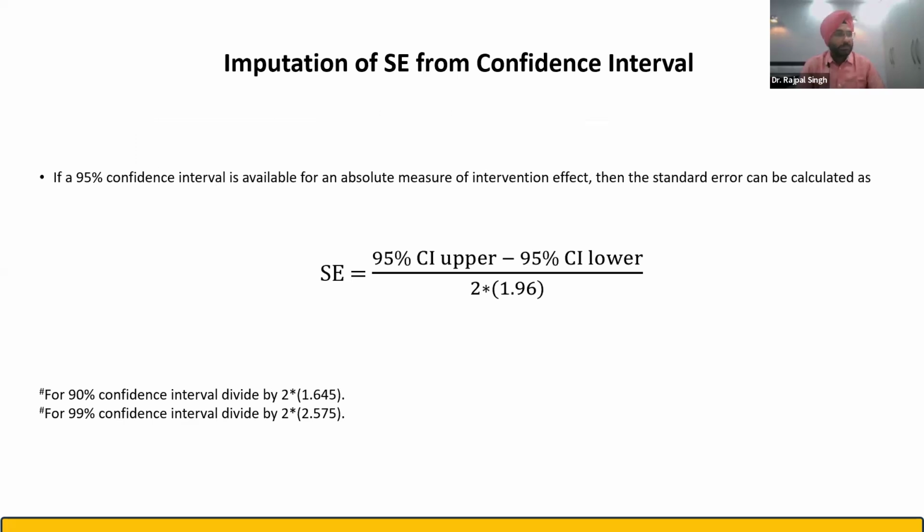You can use this. If standard error is not reported, and the trial is reporting the 95% CI value for a specific set of patients, then standard error can be calculated by subtracting 95% CI lower from 95% CI upper, divided by 2 into 1.96. This is purely a mathematical formula. You can directly use it.